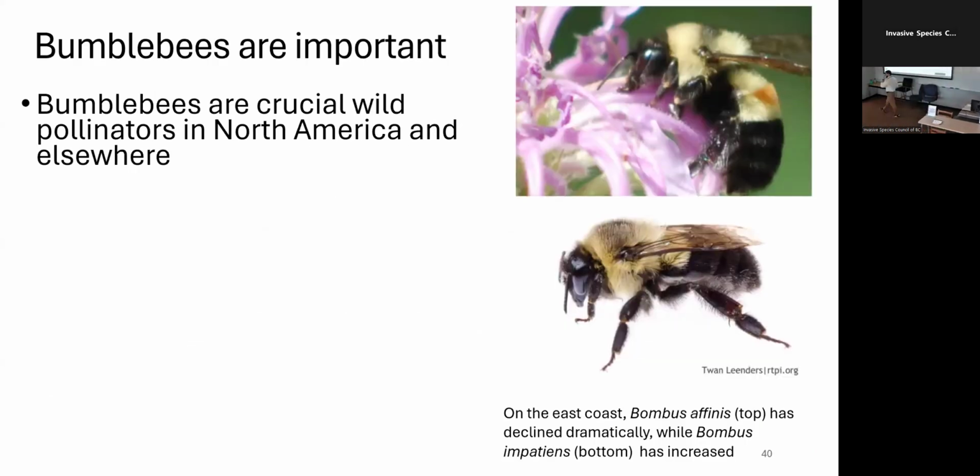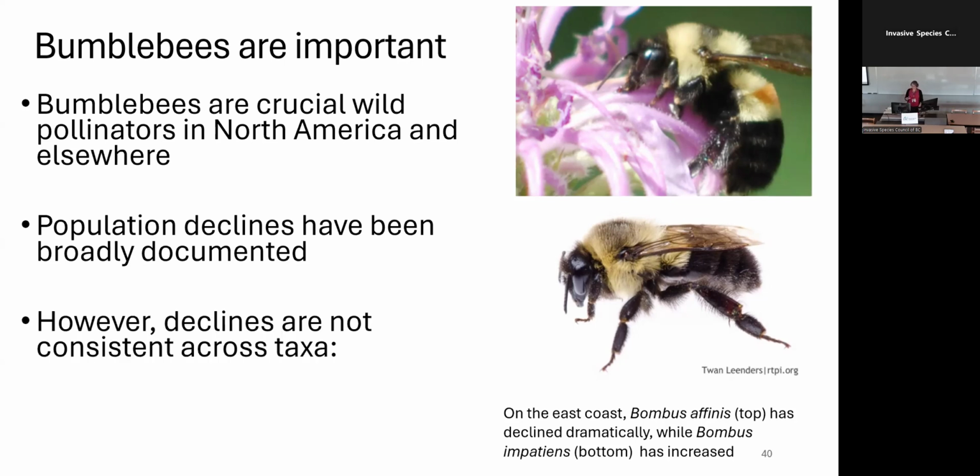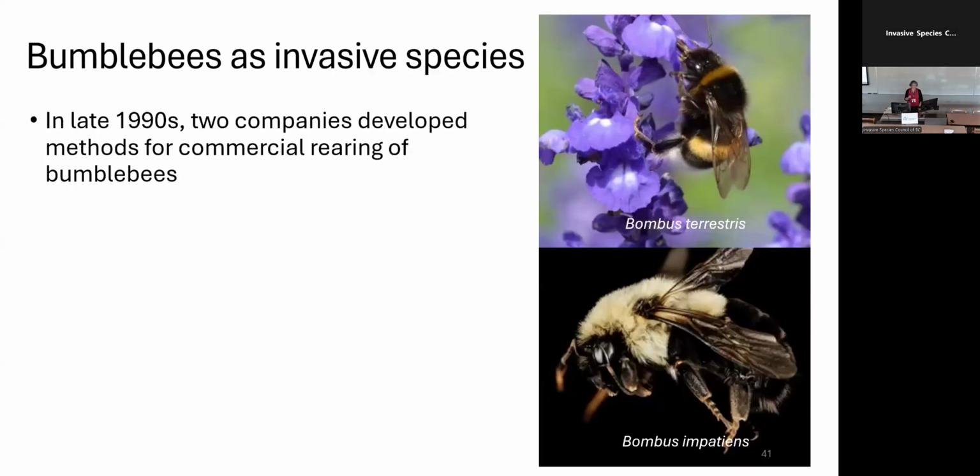All right, so bumblebees are a very important pollinator, both here in North America and elsewhere, particularly in temperate regions. And if you work on the conservation side of things, you know that population declines in bumblebees and in pollinators in general have been broadly documented. However, those declines are not consistent across taxa. In fact, there are winners, quote unquote, and losers across different species of bumblebees. So for example, on the East Coast at the top there, Bombus affinis is declining and has declined dramatically, while Bombus impatiens has increased.